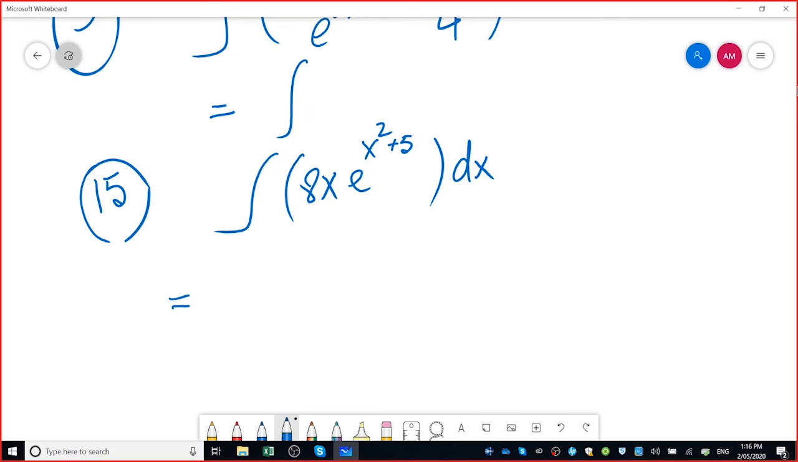Do you want the answer or do you want me to guide you? Let's do it together. You will guide me and I would do that, not just give the answer. First you take the derivative of x squared plus 5, which is 2x.